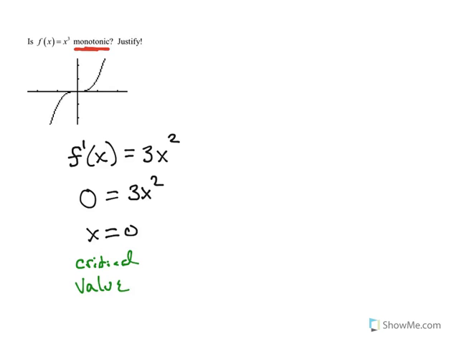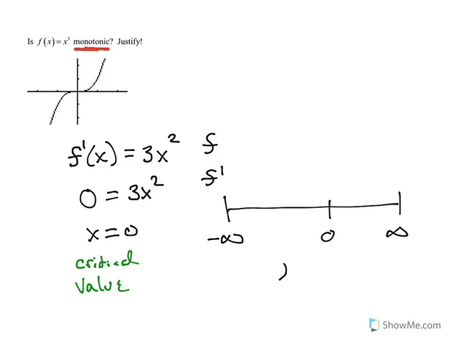And then we will do a first derivative test. We will test it on the entire domain from negative infinity to infinity. We have a critical number at 0. And we will see what kind of sign values we have on f prime. So we'll test a number between negative infinity and 0 into f prime. So maybe we can test a negative 1.